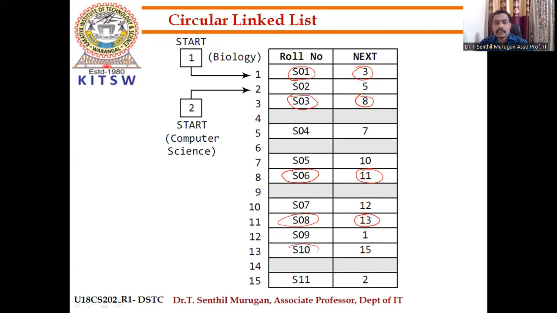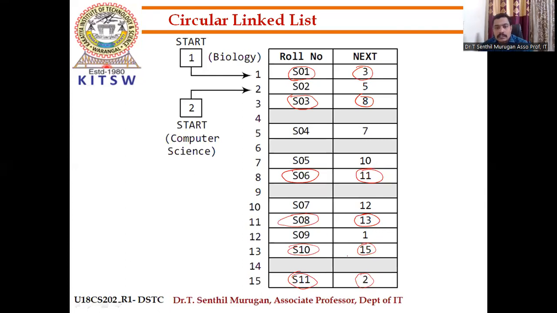So the next student is S10. Then the next address is 15. So 15 has S11. Then the linked list will start with 2, so the next address is the start of the second linked list. Got it? How is it connected? So the linked list will connect like this: third position, 8th position, 11th position, 13th position, then 15th position. Again, it is connected to the second position.